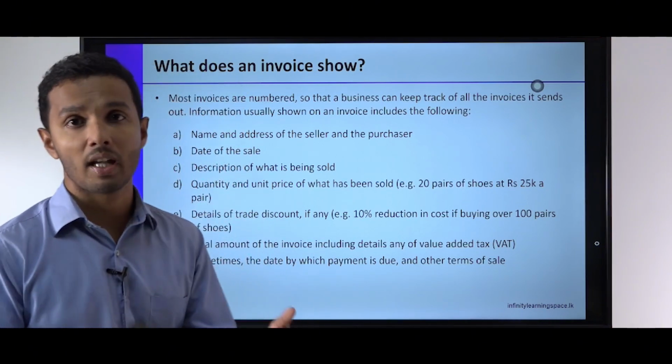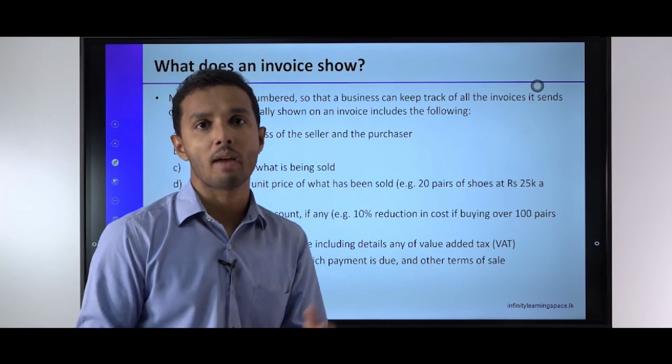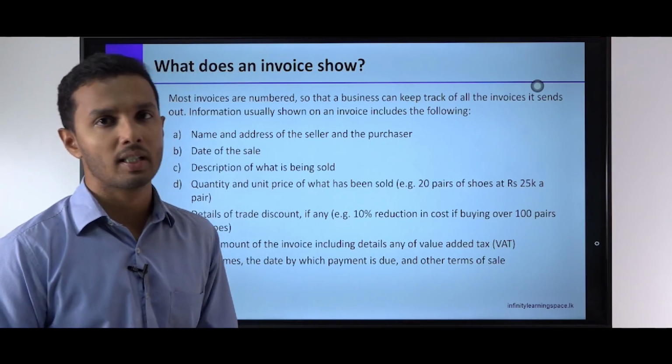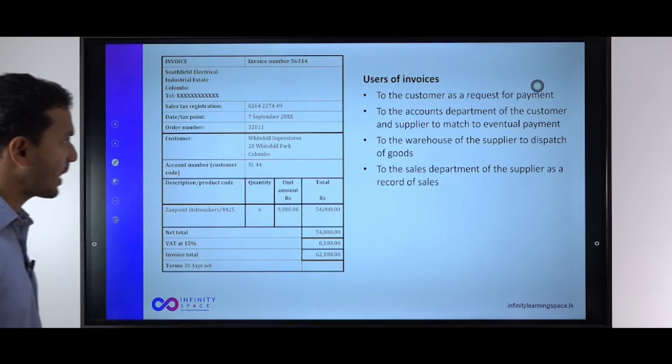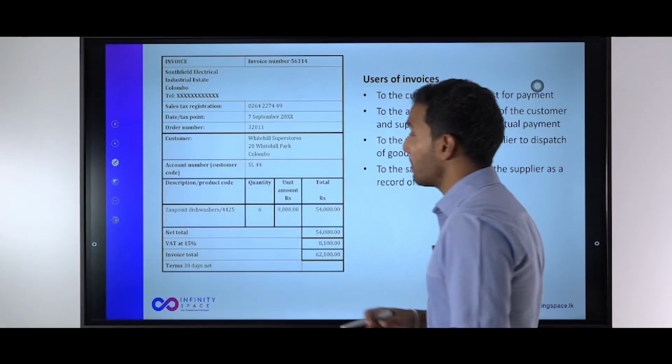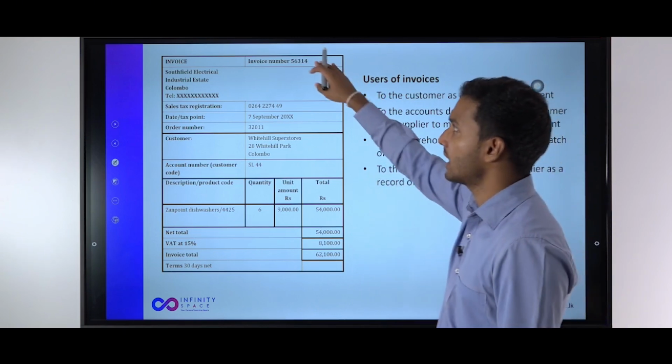It can tell the money has to be deposited to this particular bank account, or the money has to be paid through a check, right? So there can be other terms and conditions. Now let's look at an actual invoice. So you can see the invoice has a number. So each invoice will have a unique number.